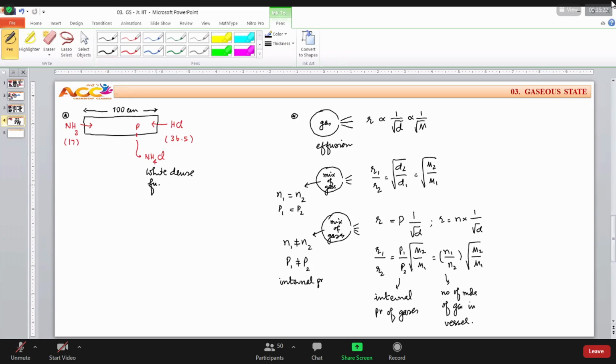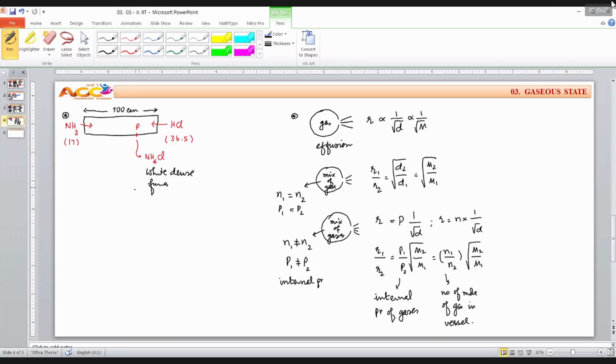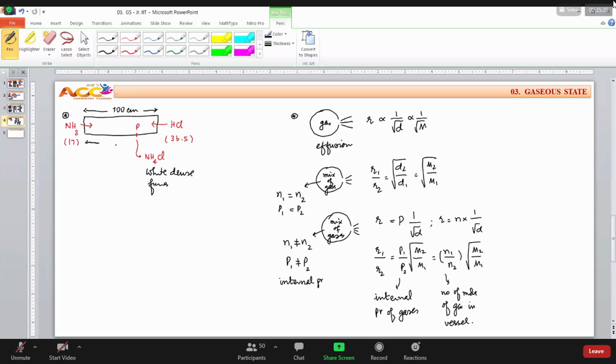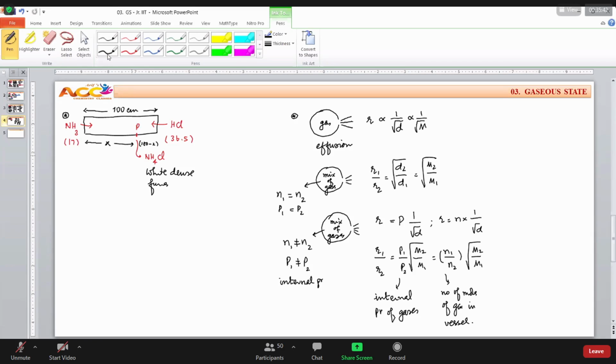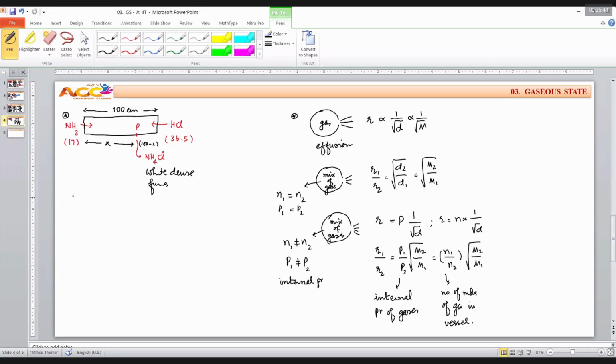And therefore, the examiner will ask you, where do you have formation of white dense fumes? From ammonia and from HCl. He will ask in any style. Conceptually, we should say, let us assume this is at a distance of x from ammonia. No problem. This is 100 minus x. Right? Once we have this, then apply Graham's law of diffusion.